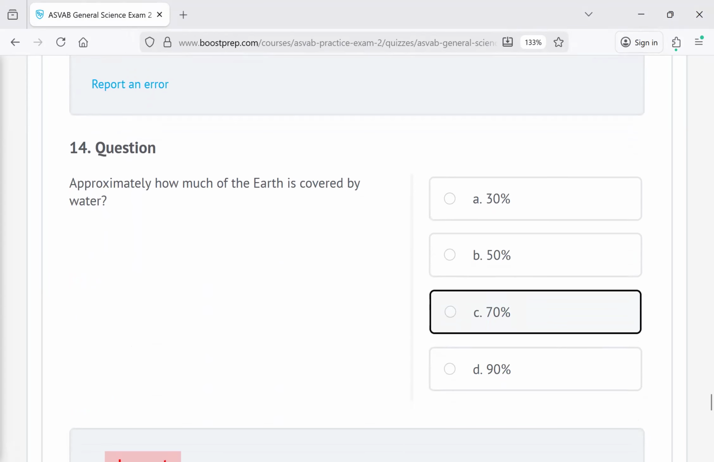14. Approximately how much of the Earth is covered by water? So this is something you need to know. It's a lot. It's 70%. I thought it would be 90, but yeah, it's 70%. So the Earth is covered by 70% water. That's a lot.